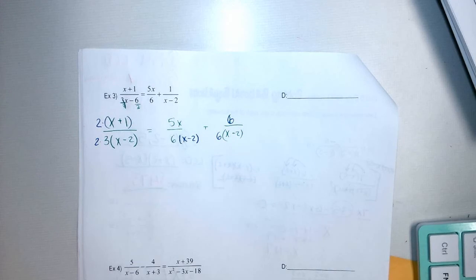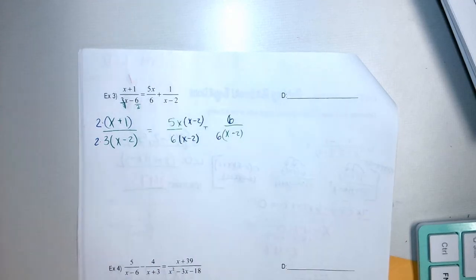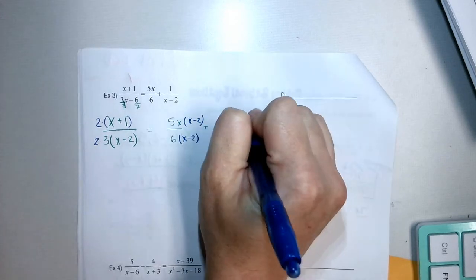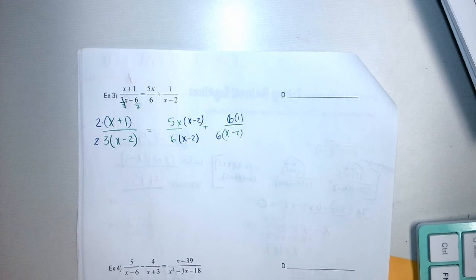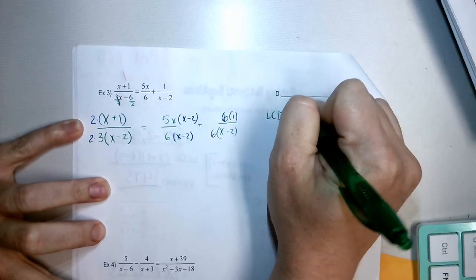Don't forget your x minus 2 right there. Because this was technically 6 times 1. I just kind of wrote over it. But I don't want you to get confused by that. LCD is 6 times x minus 2.